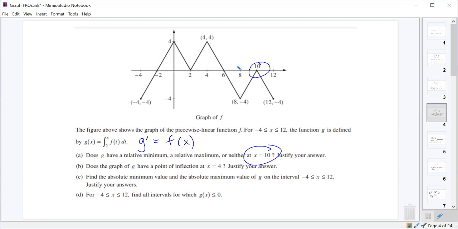but because the derivative, f, is negative to the left of 10 and then still negative to the right of 10, that means that we have neither at x equals 10. And your explanation would be no sign change of g prime. Good or no?